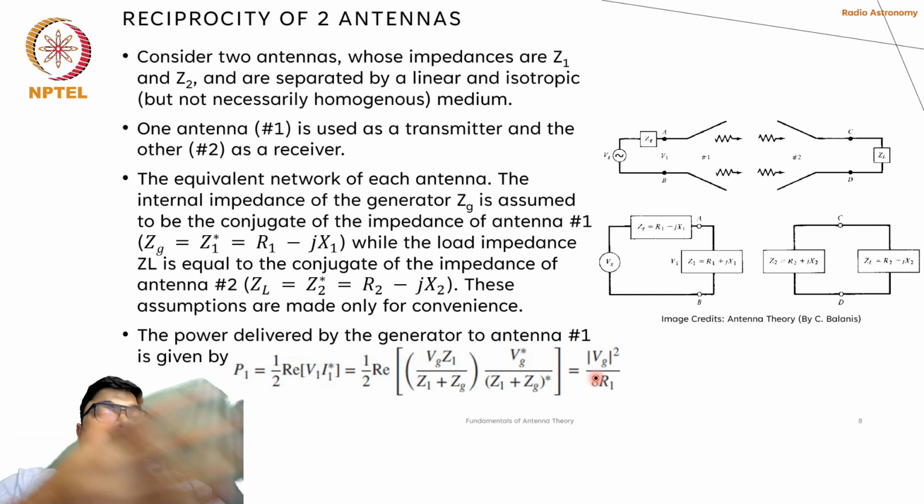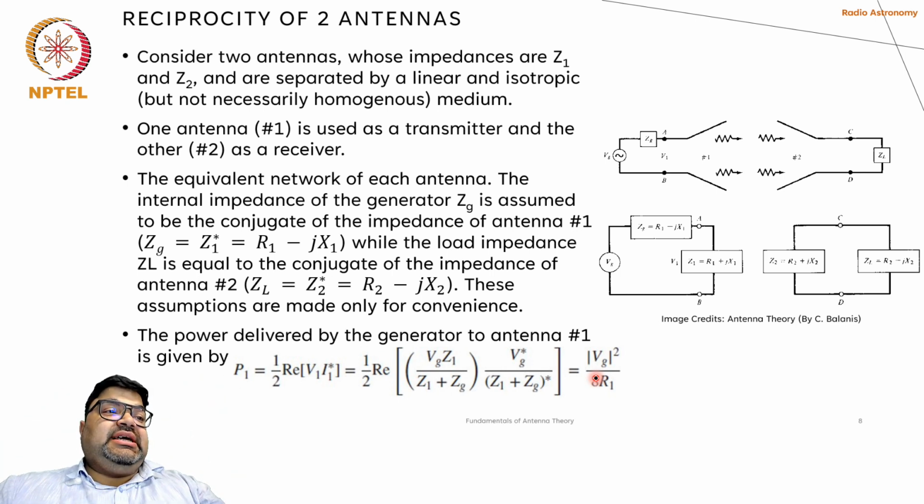Taking that, putting it in the context of transmitting and receiving antennas. If you have trouble understanding the previous one, don't worry. Let's understand this particular context. Consider two antennas whose impedances are Z1 and Z2. They are complex and are separated by a linear isotropic medium. One antenna, number 1, is used as a transmitter and number 2 as a receiver.